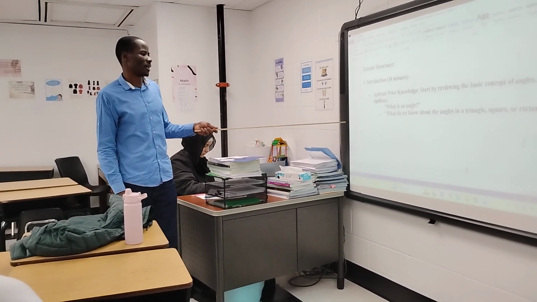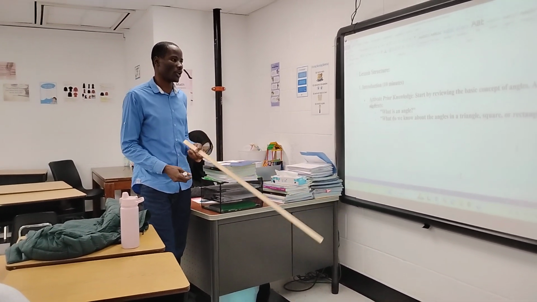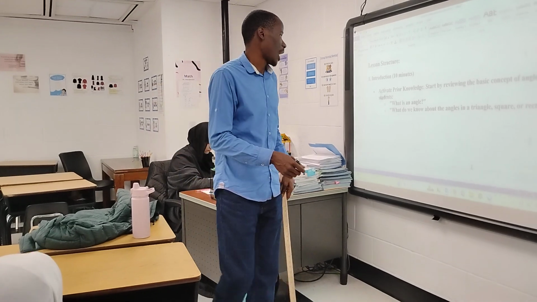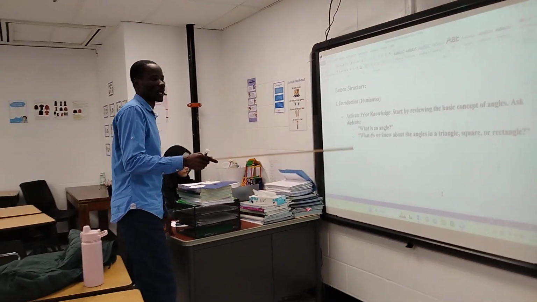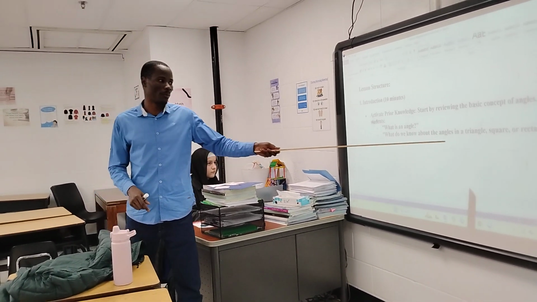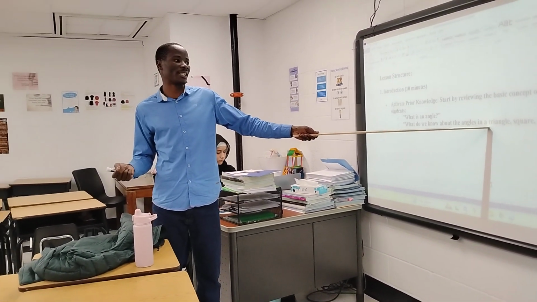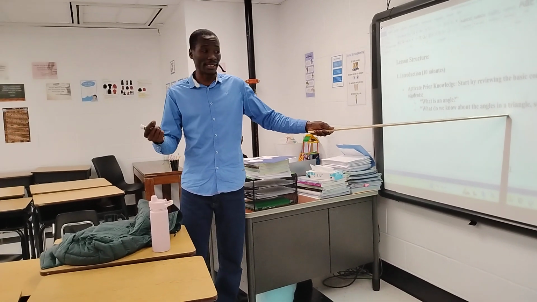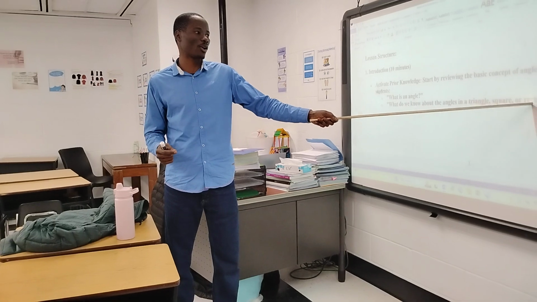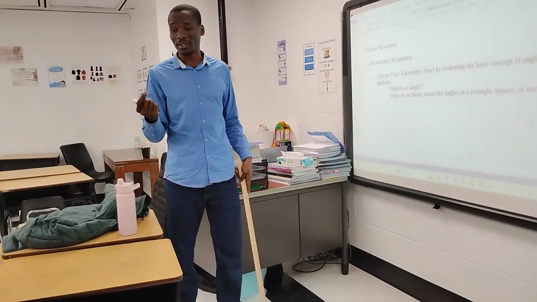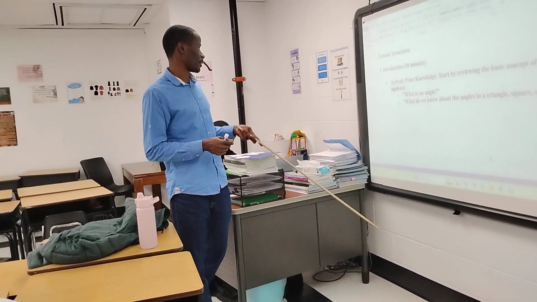Now, for example, we know what is supposed to be an angle. What do we know about the angles in a triangle, a square, and a rectangle? Angles in a triangle, we already said, add up to 180 degrees. Angles in a square add up to 360 degrees. Angles in a rectangle also add up to 360 degrees. Can you scroll down?